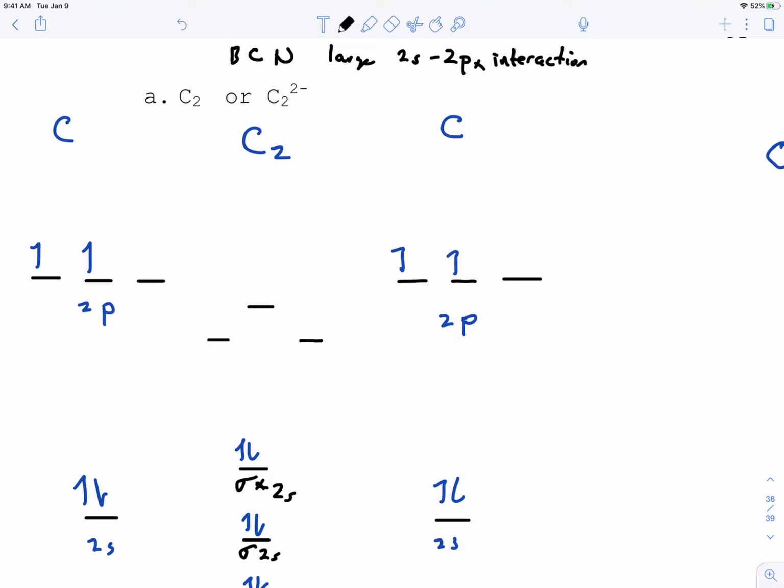And then it's always the same for the antibonding. We have the pi star always lower than the sigma star. But when you have a large 2s 2px interaction, that's the pattern right there. And I told you, bacon, pi comes first.